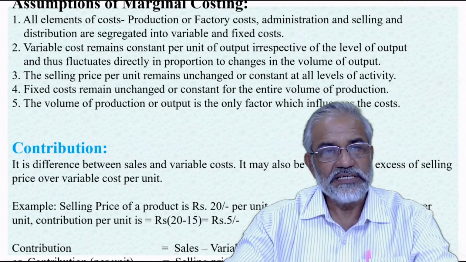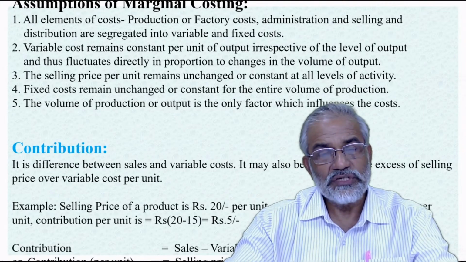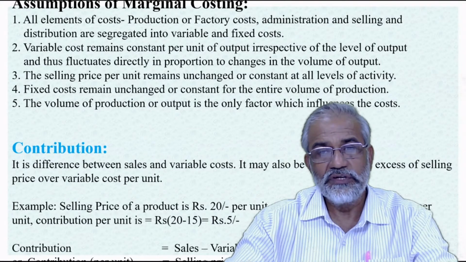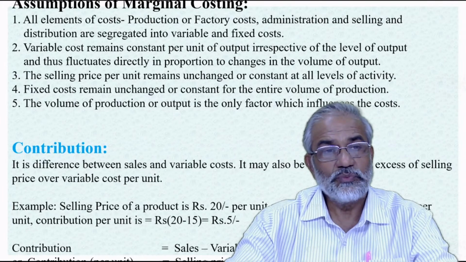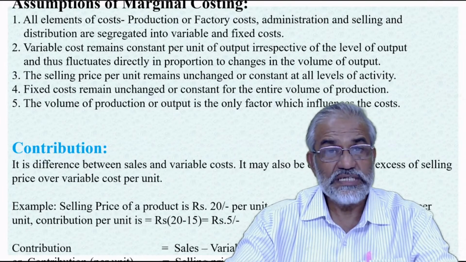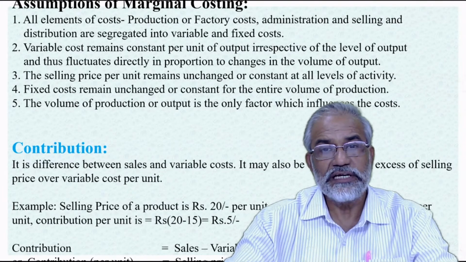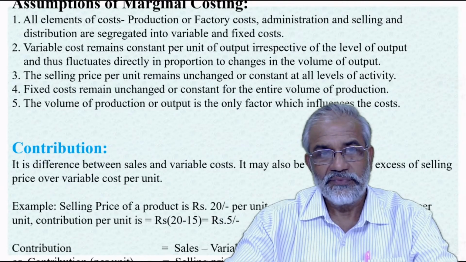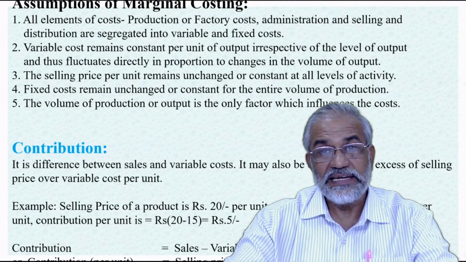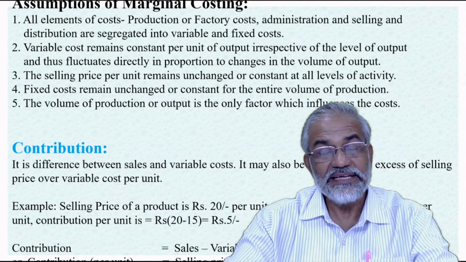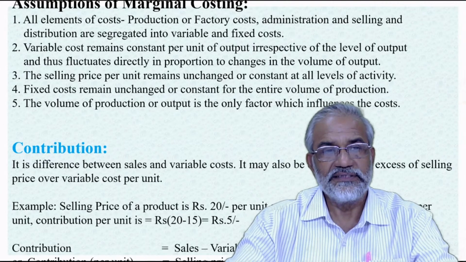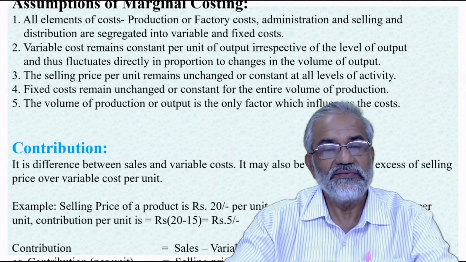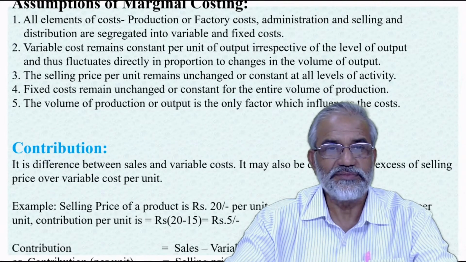The second assumption is variable costs remain constant per unit of output irrespective of the level of output and thus fluctuate directly and proportionately with changes in the volume of output. Variable cost directly and proportionately varies with the volume of production. That is the essentiality of marginal costing. That is the second assumption.